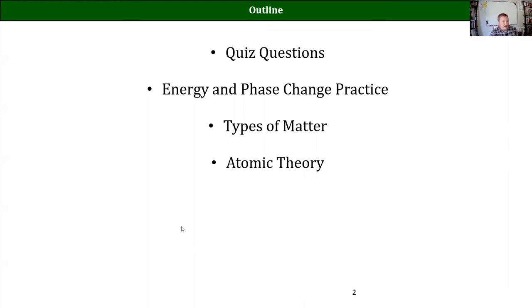And we'll talk a little bit about different types of phase changes. And then we'll get into talking about types of matter. And if we have time, we'll get into atomic theory. And atomic theory is just the idea that I mentioned before, that there is a finite size beyond which you cannot split things in half without changing what they are. So it's the idea that atoms exist is atomic theory. And we'll talk about how that came about and what the implications are.